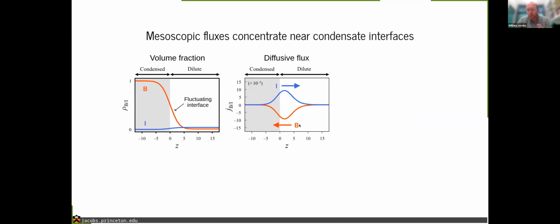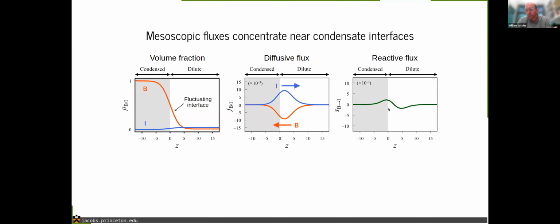So on average, the B state molecules that want to phase separate are flowing into the condensed phase. The I state molecules that are inert are flowing out. And the reactive flux is also similarly concentrated near this interface, right? So the key point here is that if you go far from the interface, you can always define an effective equilibrium, right? There's still entropy production, but overall, you don't see any net fluxes. But right in the vicinity of this interface, you can see this coarse-grained signature of non-equilibrium behavior.